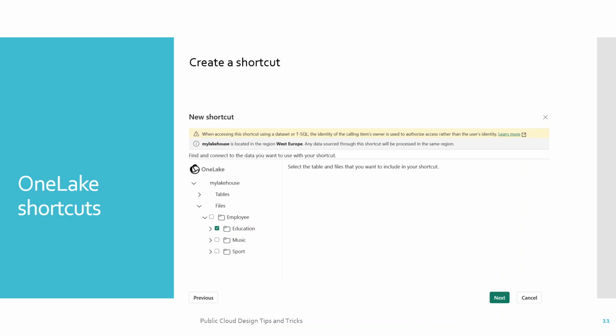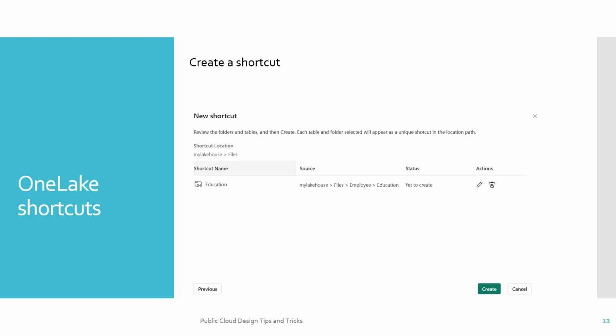Then you'll land on your own data hierarchy, where I have already explained, like files, within that employee and subfolders. So what I will do here now, I am interested to create a shortcut for the education folder. Within that education folder, I have different files. Okay, so I'm just selecting the education folder and I'm clicking next.